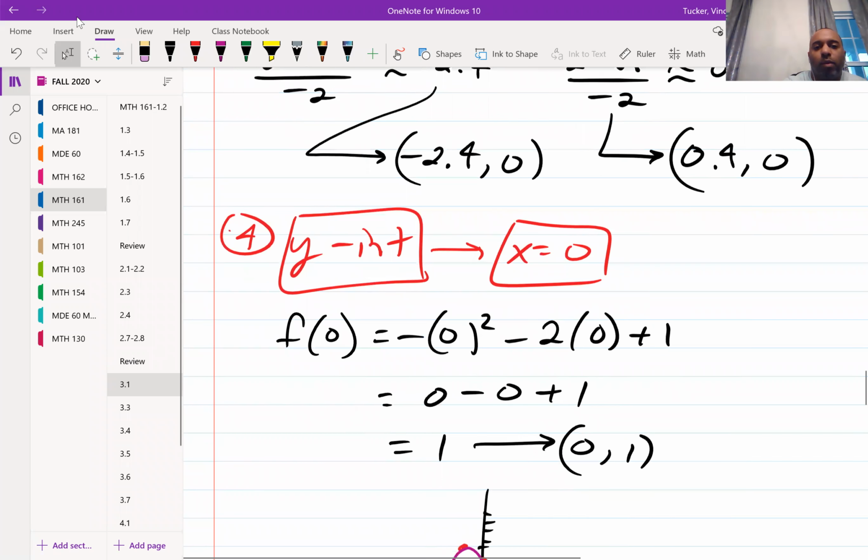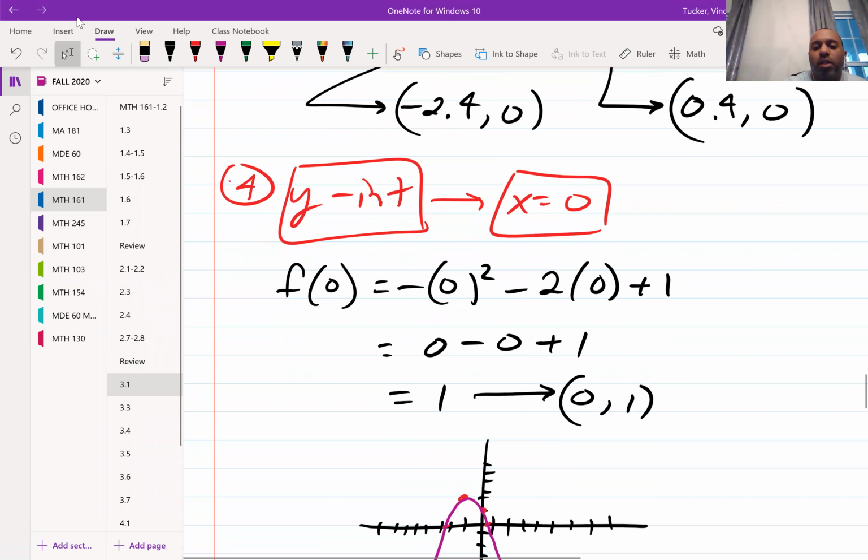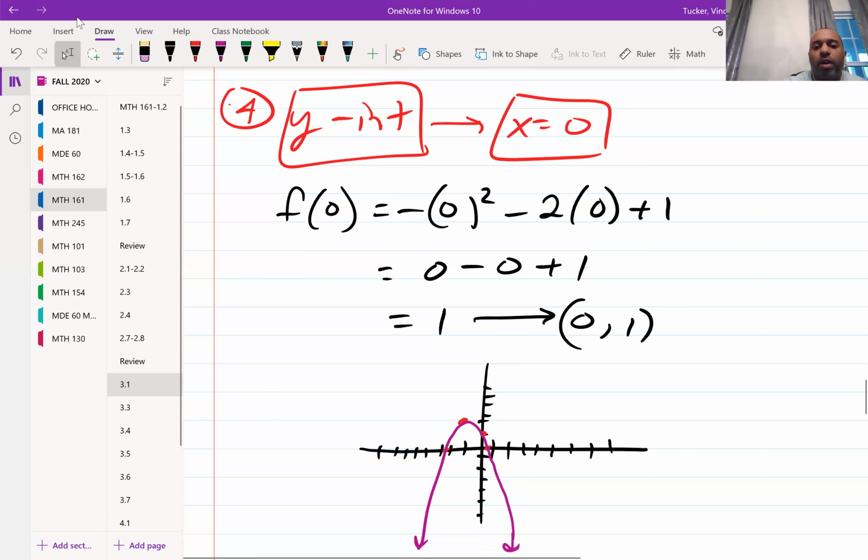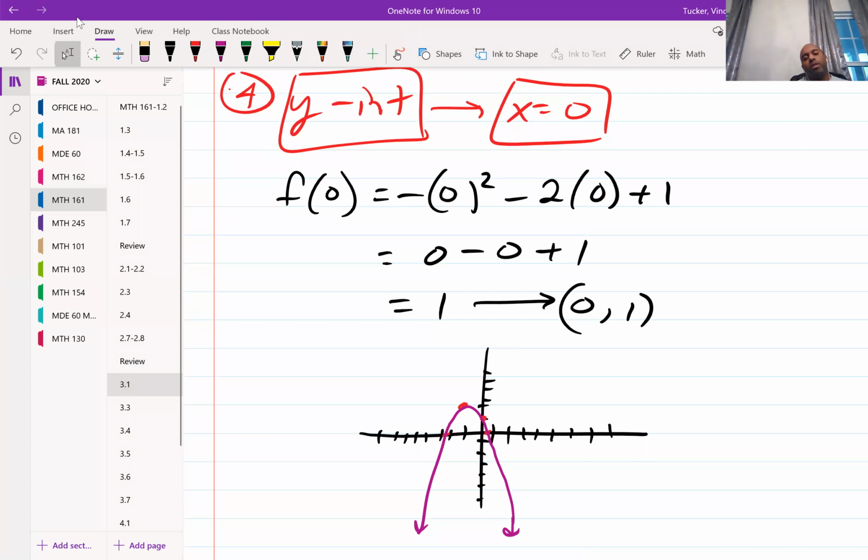All right, so we have our Y-intercept now. And if we were to go ahead and graph those points, that's what our parabola should look like.